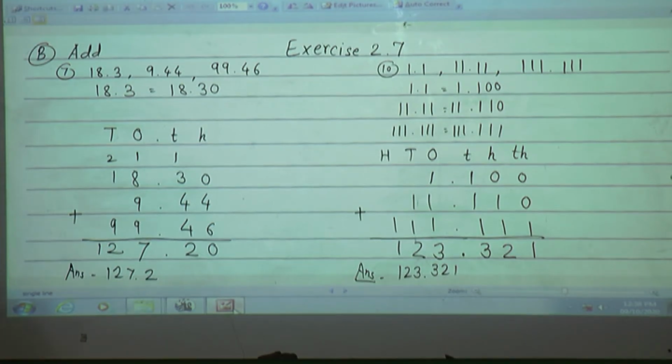In this way you have to solve the remaining sums. Okay, there are 10 sums. Out of 10 I have solved here 4 which are hard. So the remaining are all very easy. You can solve them on your own. So you are going to solve them on your own. Okay, now we'll move to the next.